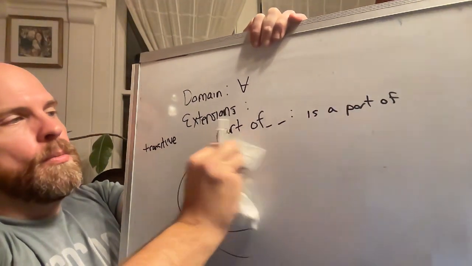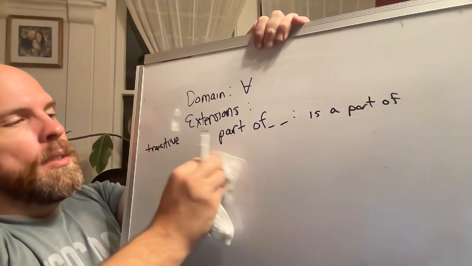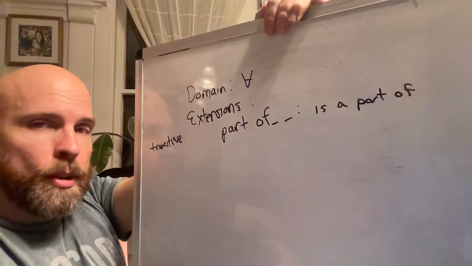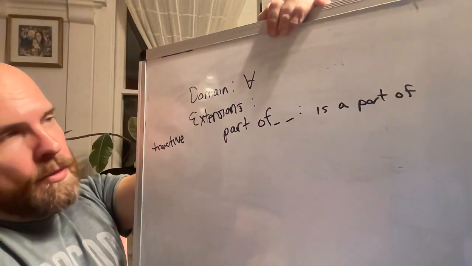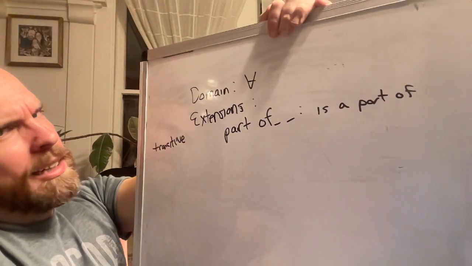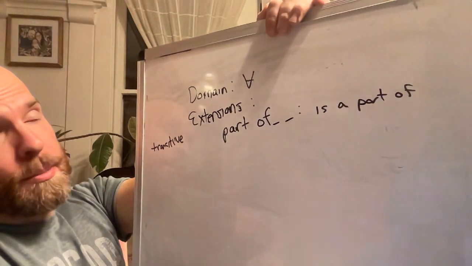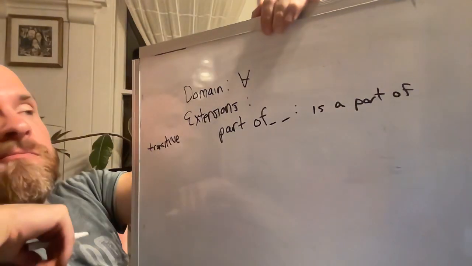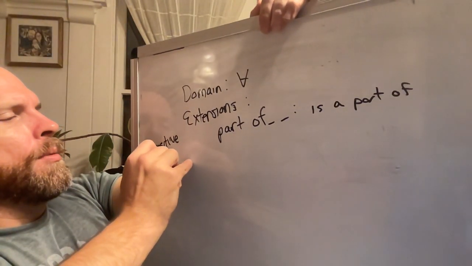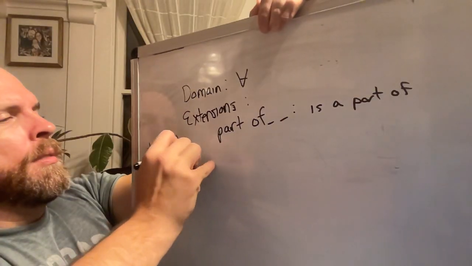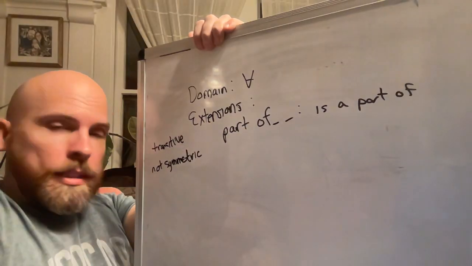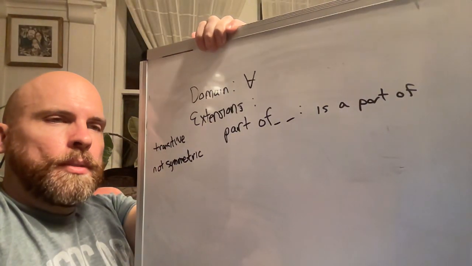What about symmetric? Is part of symmetric? If A is part of B, is B part of A? My hand is part of my body. Is my body part of my hand? A smaller part of my body is, namely my hand. So it's not symmetric. That is correct. Okay. Is it reflexive? Is it the case that everything is a part of itself?